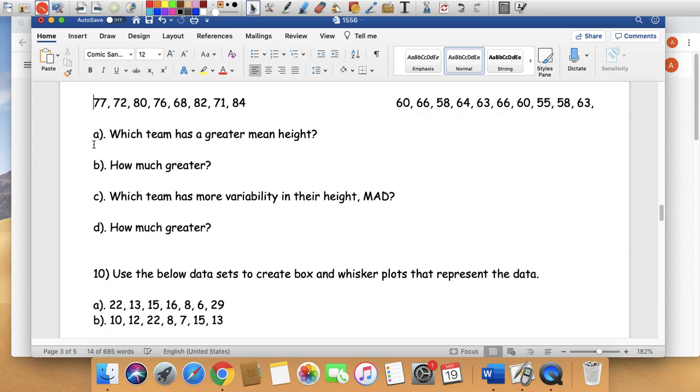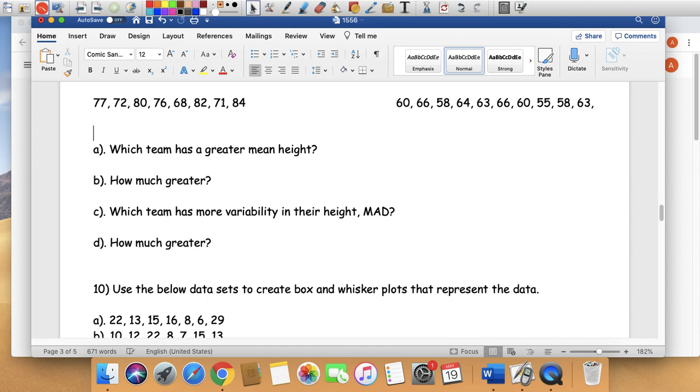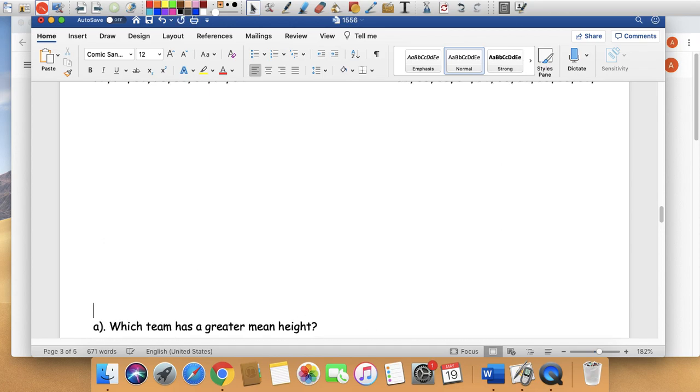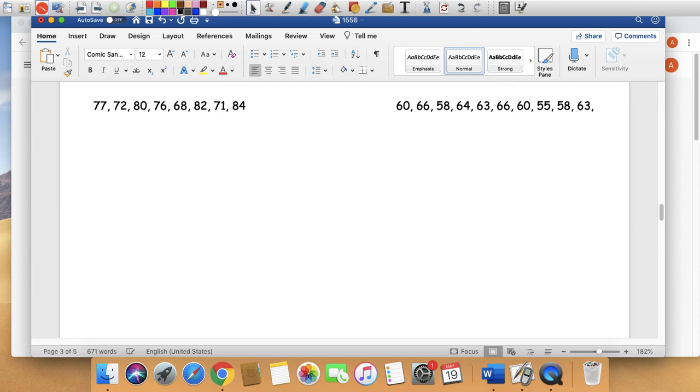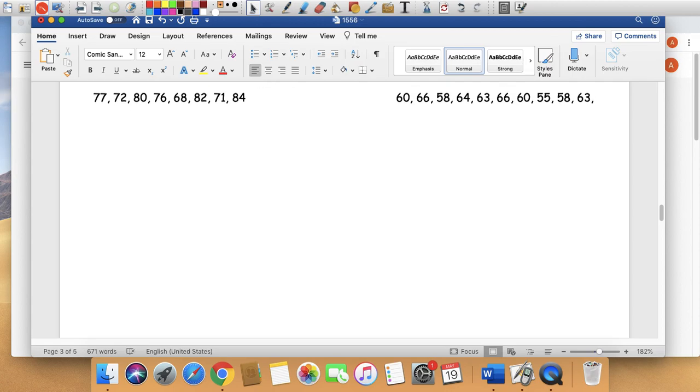What I did in that class, let's find the mean first. Let's add the left side: 77 plus 72 plus 80 plus 76 plus 68 plus 82 plus 71 plus 84. I'm going to divide that by 8.